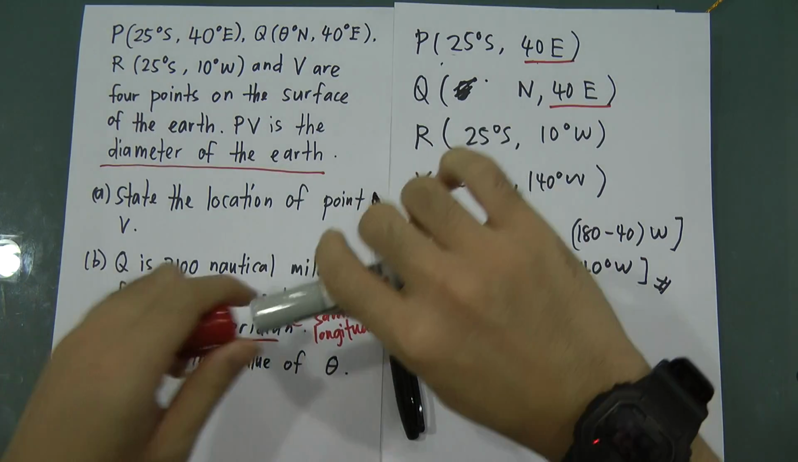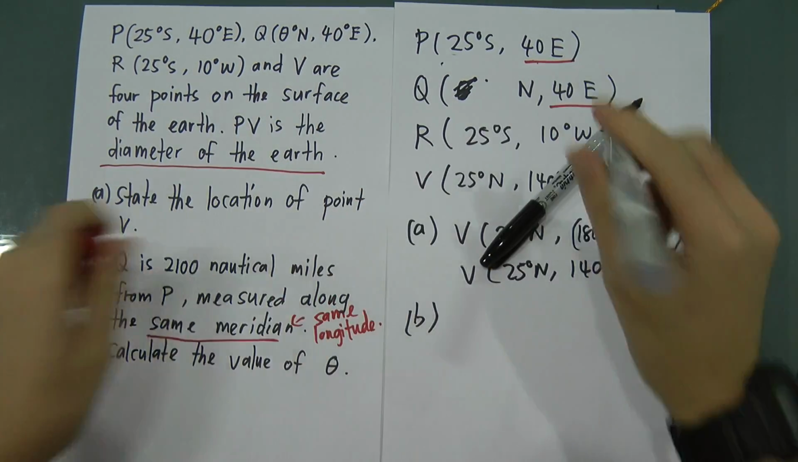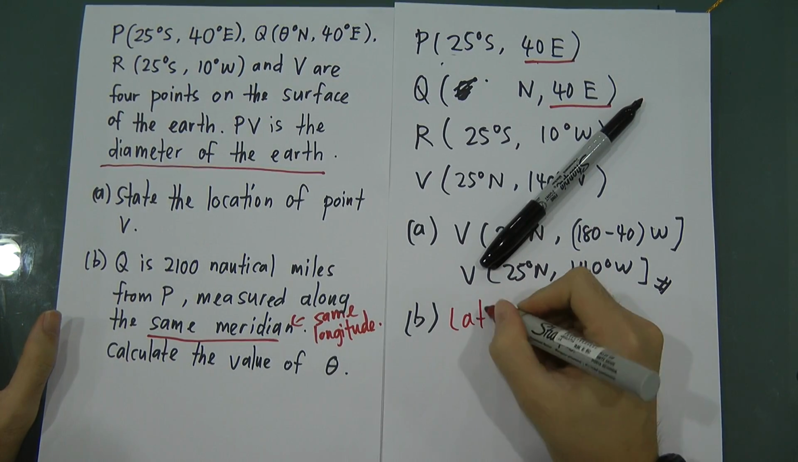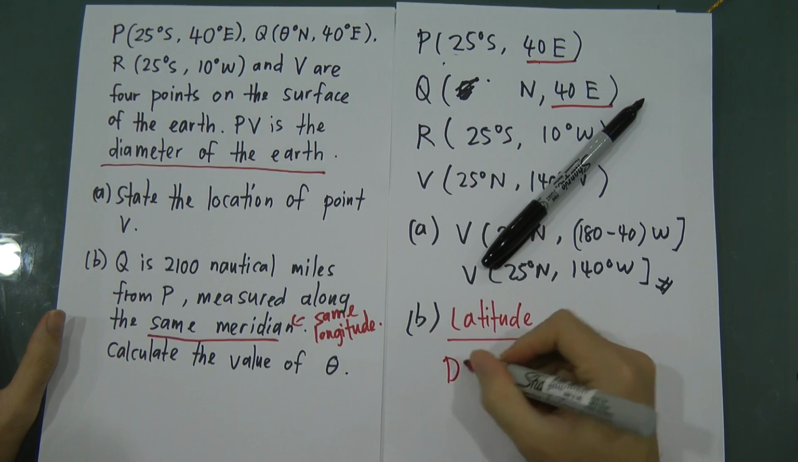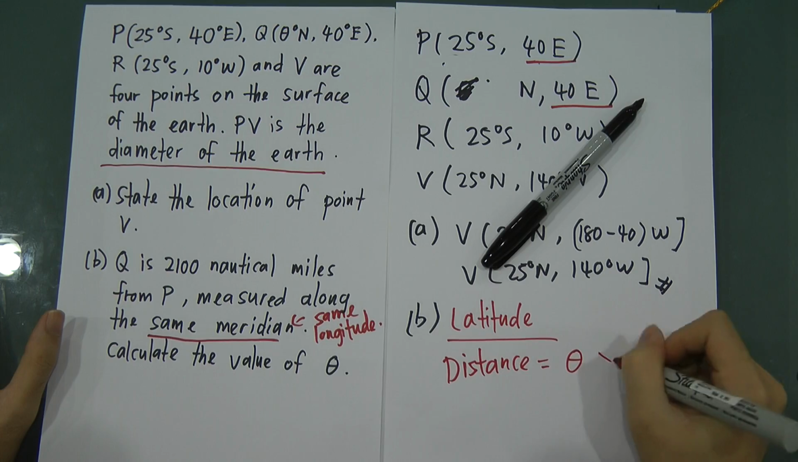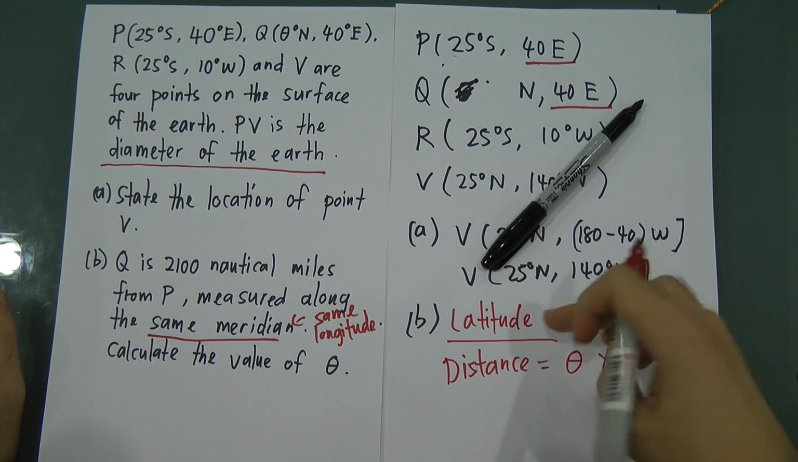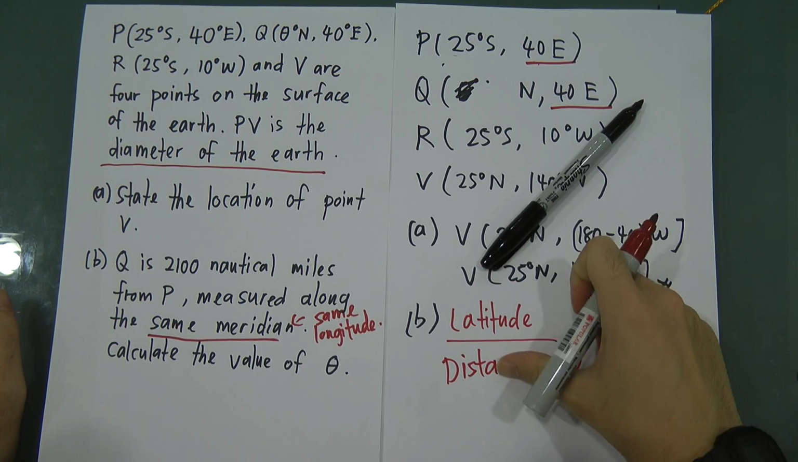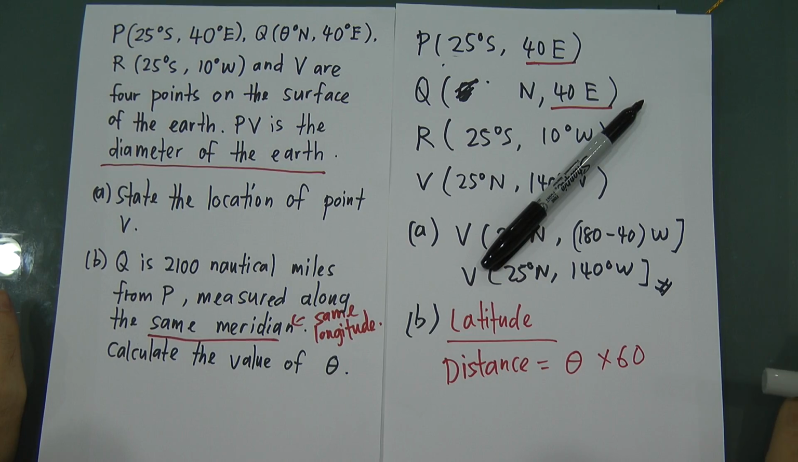Same longitude, so over here I know they are moving in the latitude. If they are moving in the latitude, what is the formula for distance? Remember, if they are moving along the latitude, the distance formula, distance will equal angle multiplied by 60. Okay, this formula is only for latitude. If this one is for longitude, the distance needs to be angle multiplied by 60 and then multiplied by cos latitude again. But if it's latitude, you just do angle multiplied by 60, you can get the distance.